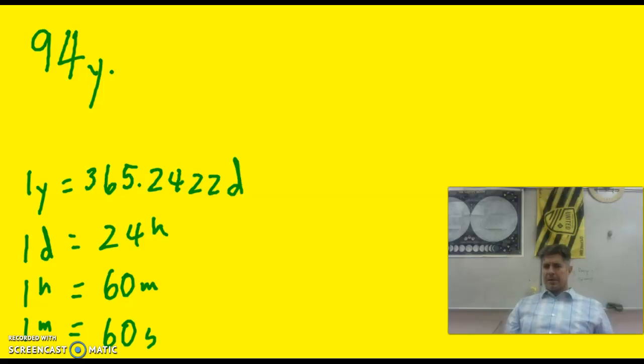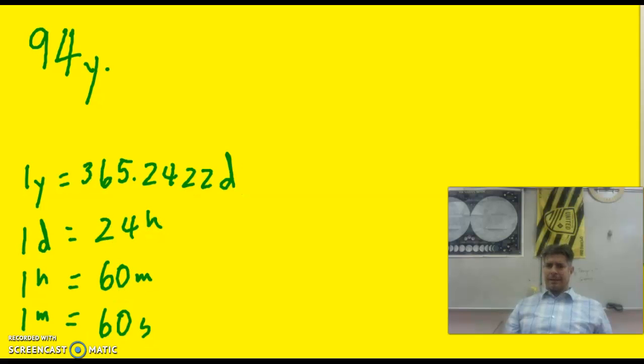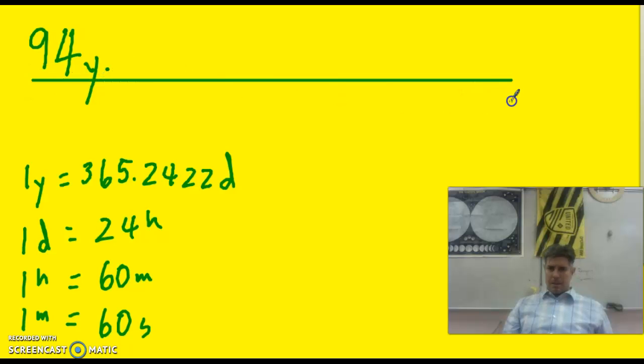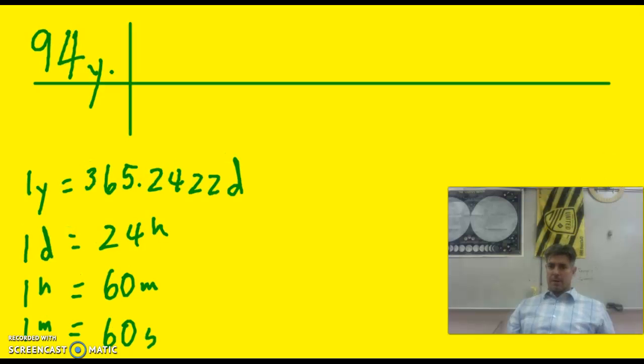Okay. So if I set up my chart here, and I like straight lines. Straight edges are nice, rulers are nice. If I put a nice long straight line here, and a nice straight line here, you might not be as good at drawing straight lines as me, but with practice you can get there. Okay, so I have 94 years here. So this is what I have here. Oops, still drawing straight lines. And I have years, and I want to go all the way down here to seconds.